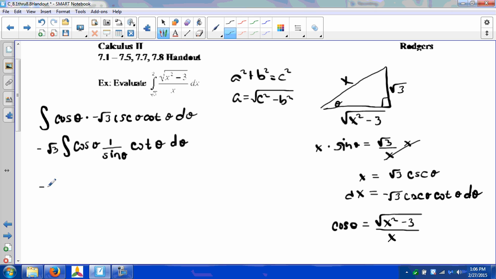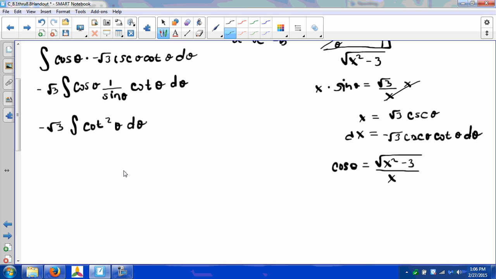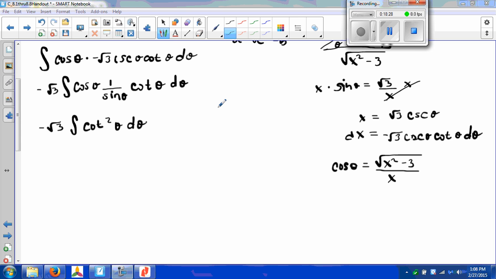So I really have negative root 3, and then that's cotangent right there, and then I have another cotangent. So then that gives me cotangent squared theta d theta. Okay, so then we need to figure out the antiderivative of cotangent squared, which I don't know. If it was cosecant squared, I would know it, but let's see.